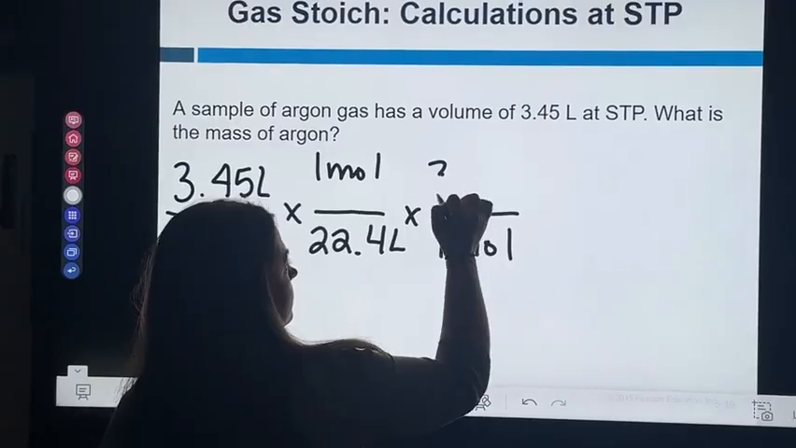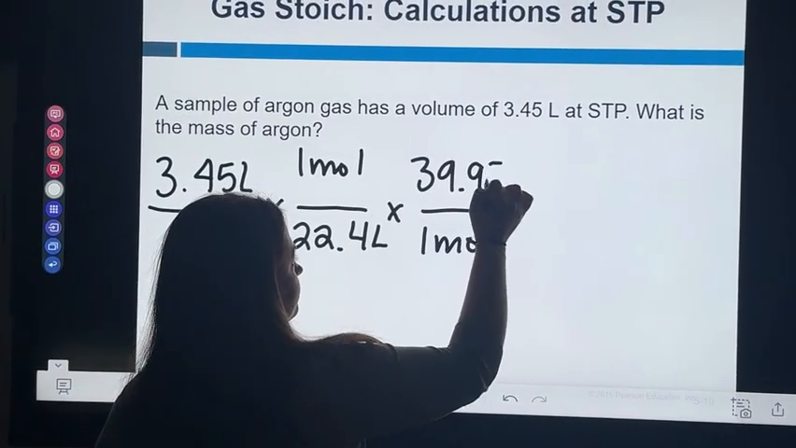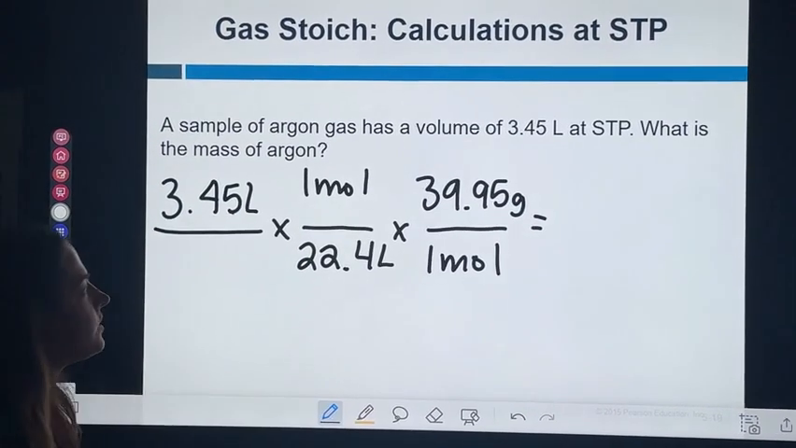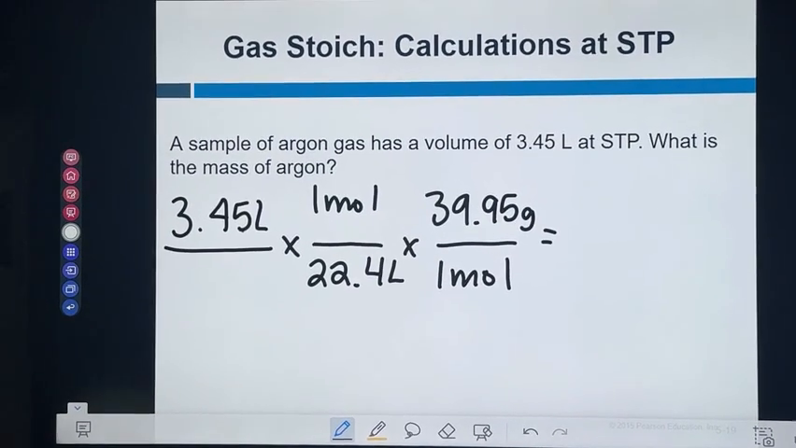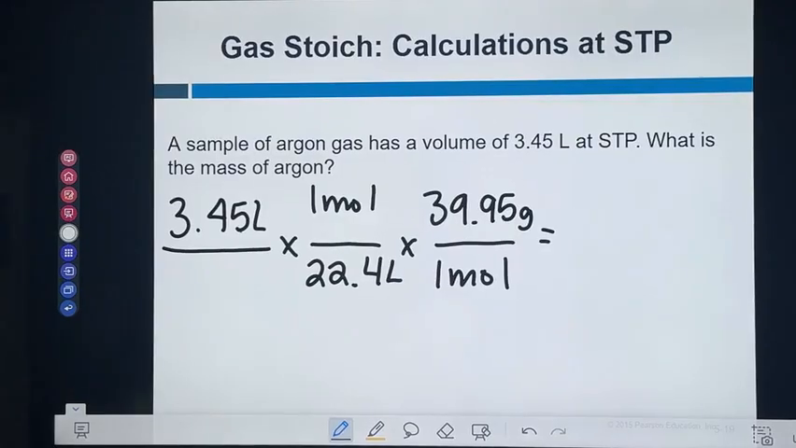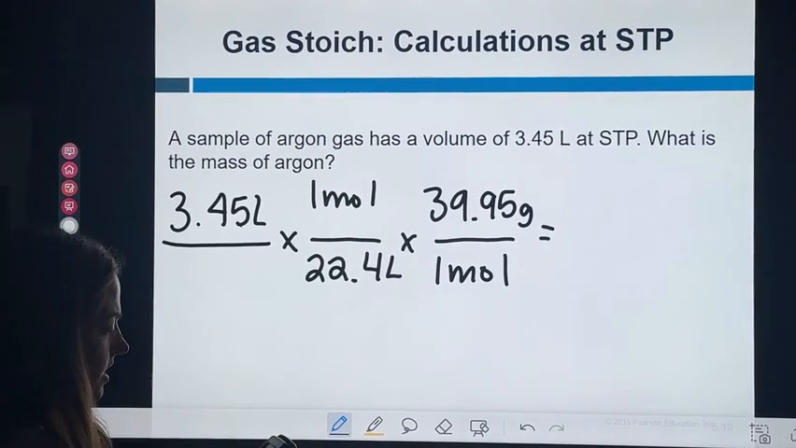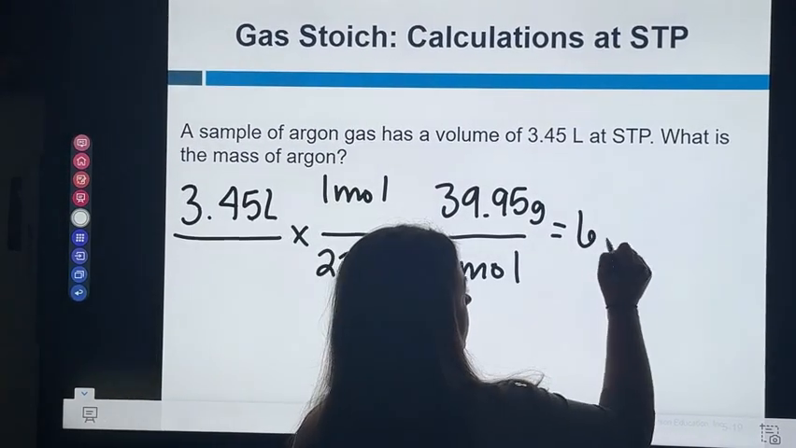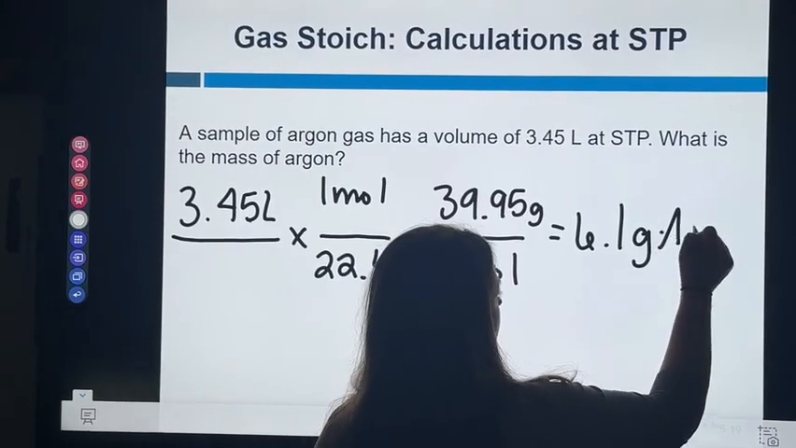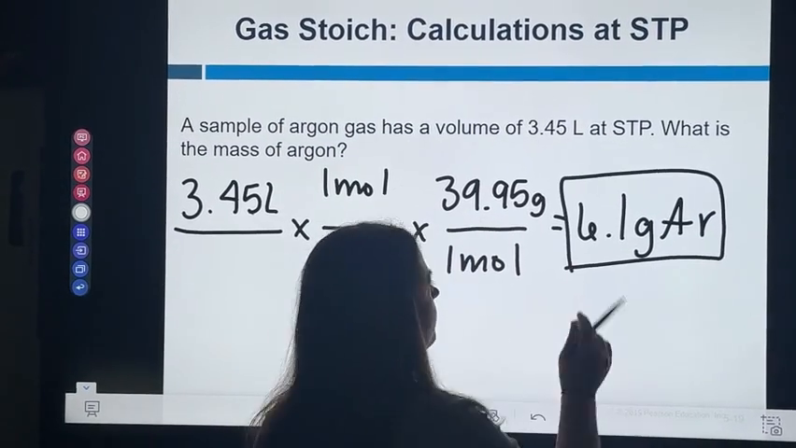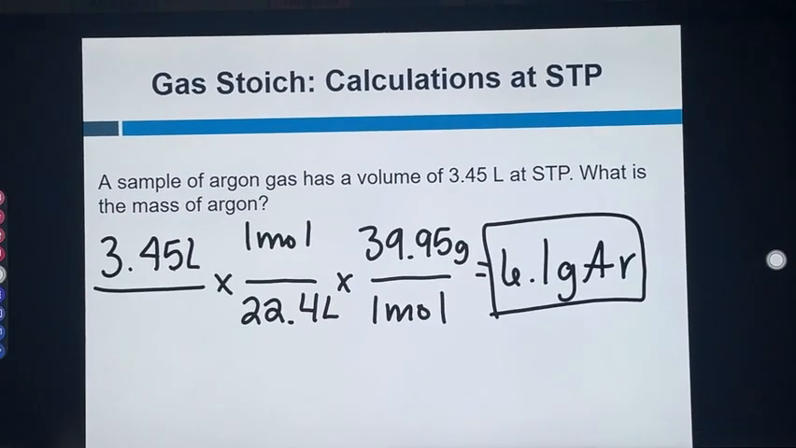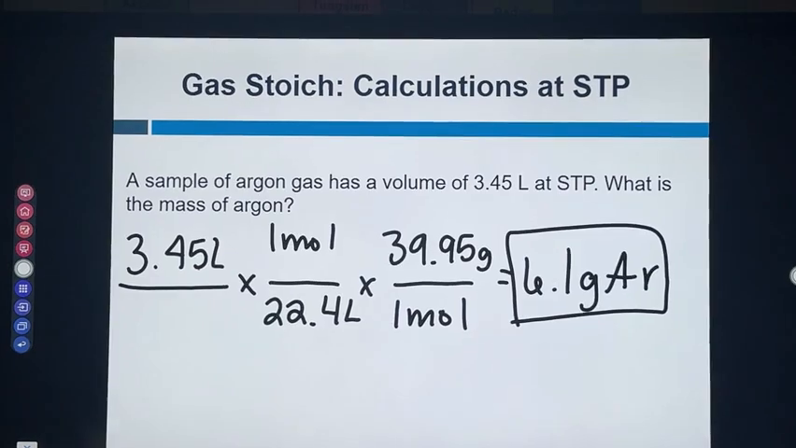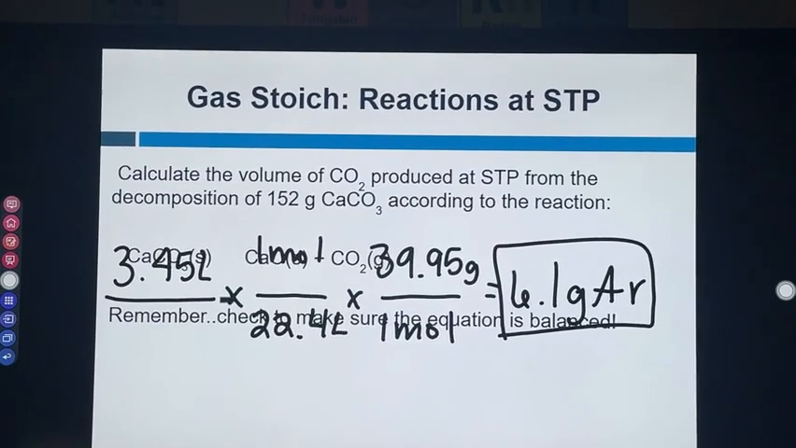39.95 grams. Then you can simply do the math: 3.45 times 39.95 divided by 22.4, and you get 6.1 grams of argon. This one is pretty straightforward. Just liters to grams. Make sure you use 22.4 liters is equal to 1 mole. All right, let's try another problem.